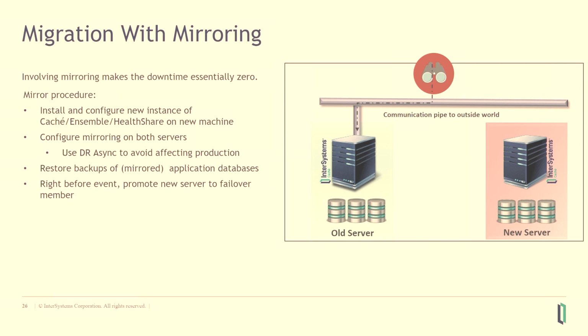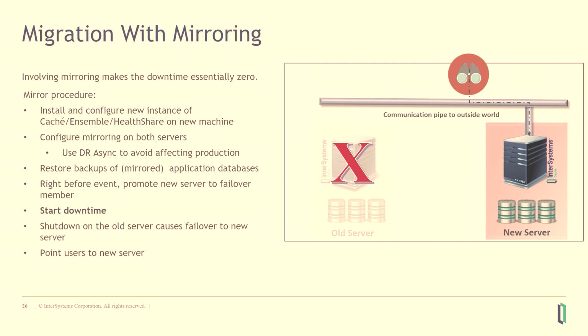And then when you're finally ready to go, you'd promote that to a failover member. Presumably this new server is not just equal to the other one, but maybe even better in this case. So when you're ready to go, you'd start your downtime, shut down the old server, and it would fail over to the new one without you needing to do anything. And then you just point your users to that new server, and that's the end of the downtime. So there are a lot fewer manual steps during the downtime if you involve mirroring. That's the main advantage here, and time-wise. And then when you're done, you'd remove the original server.